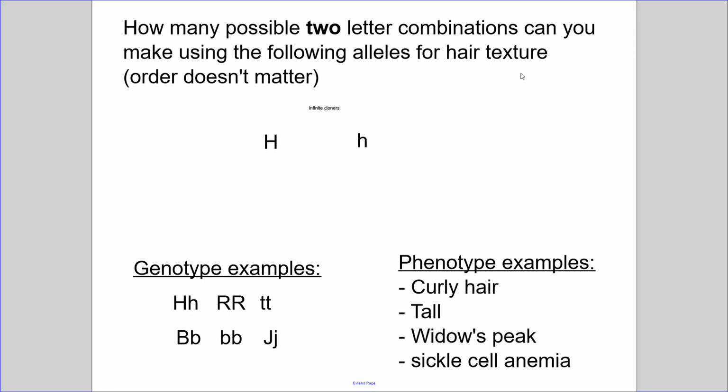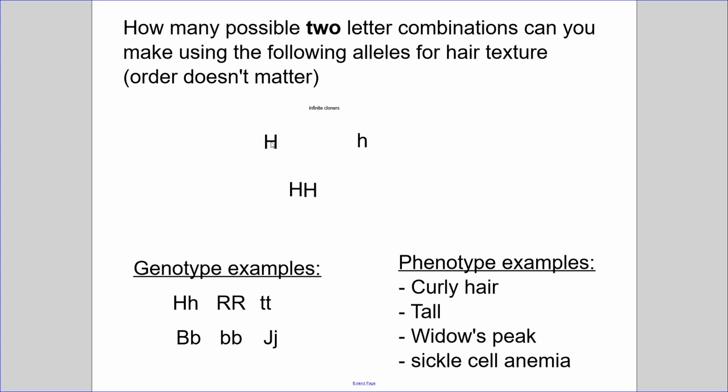All right, how many possible two-letter combinations can you make using the following alleles for hair texture? Let's say the order doesn't matter. So we have big H, and one combination would be big H, big H. So there's your genotype.